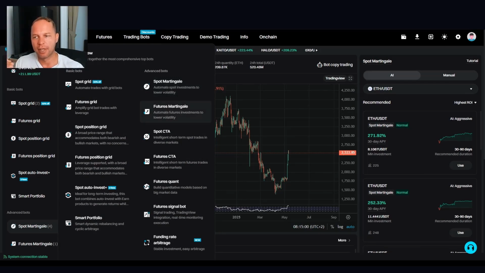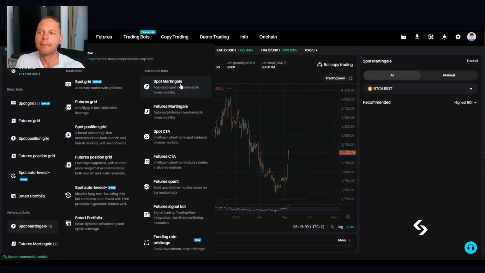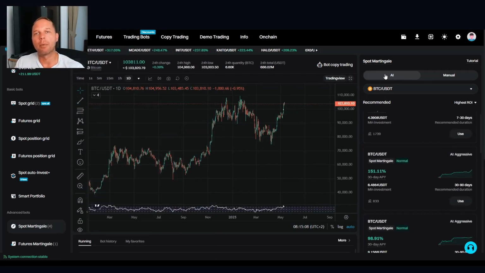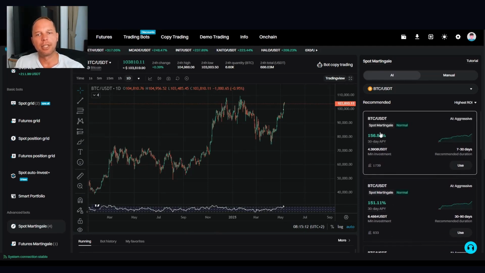There's also the futures martingale, but for now we'll stick with the spot martingale. I'll show you the settings for that and then briefly cover the futures martingale. That means you click up here. The very first thing we do, or rather what we don't do, let's put it that way, is simply follow the AI suggestions that are shown here.